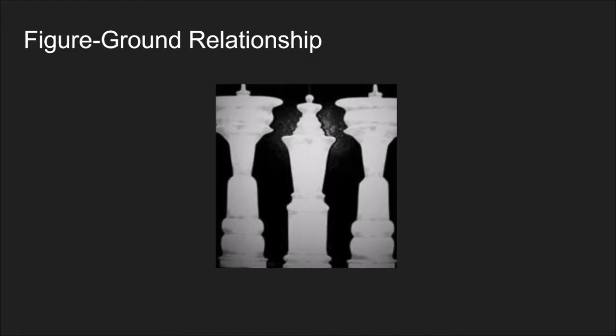Two people or two pieces of chess. When you focus on people, the chess pieces disappear in the background, and when you focus on the chess pieces, the people become the background. That's the figure-ground relationship.